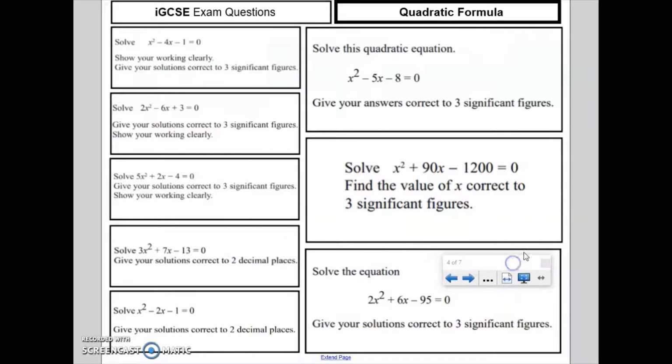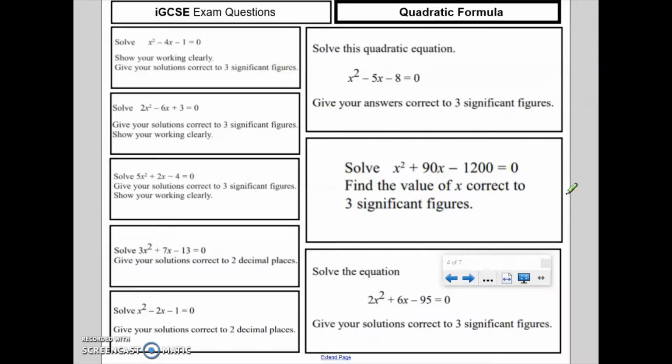Okay, so here is a task for you to have a go at. What I've placed on the screen is 8 IGCSE exam questions. They all require you to apply the quadratic formula. You will see in most questions, they're asking you to round either to significant figures or to decimal places. So that's telling you that you're not dealing with integers, you're not dealing with whole numbers. It is also a good clue in the exam that you're being asked to apply the quadratic formula.